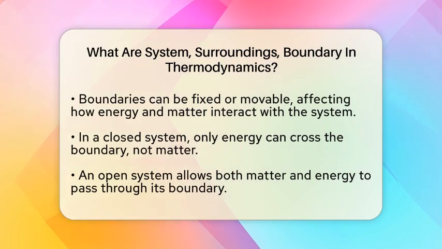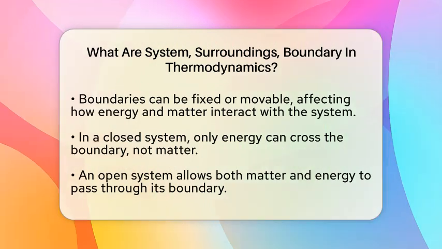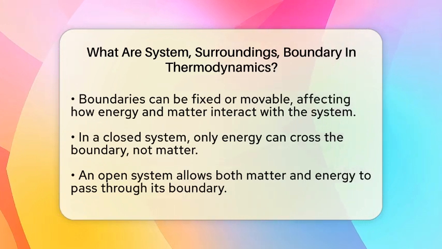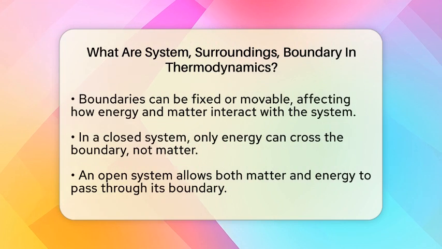The boundary is what separates the system from the surroundings. It's like an invisible wall or a physical surface that keeps the system contained. For example, the walls of the pot are the boundary. Sometimes, the boundary can move or change shape, like a piston in an engine.